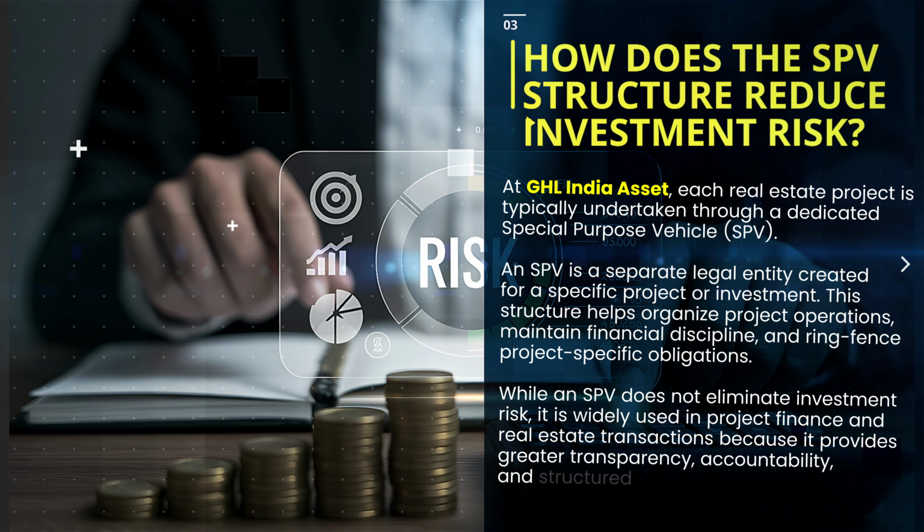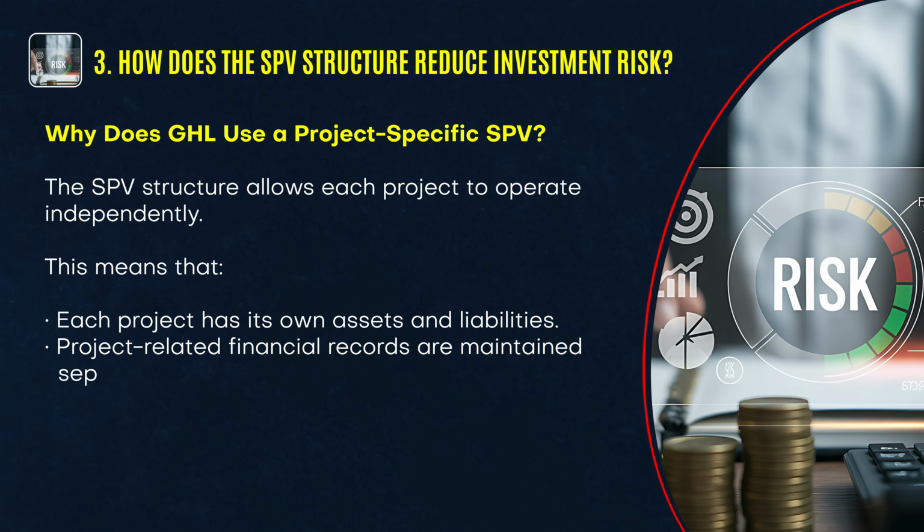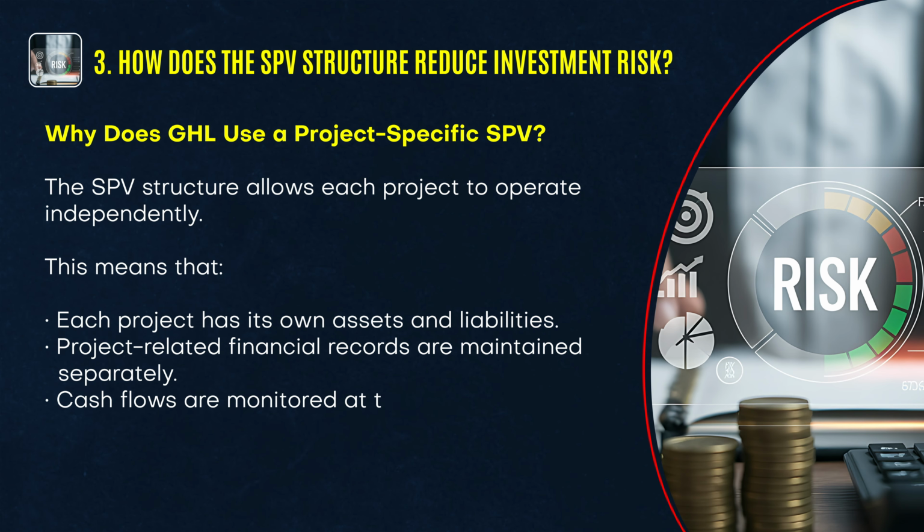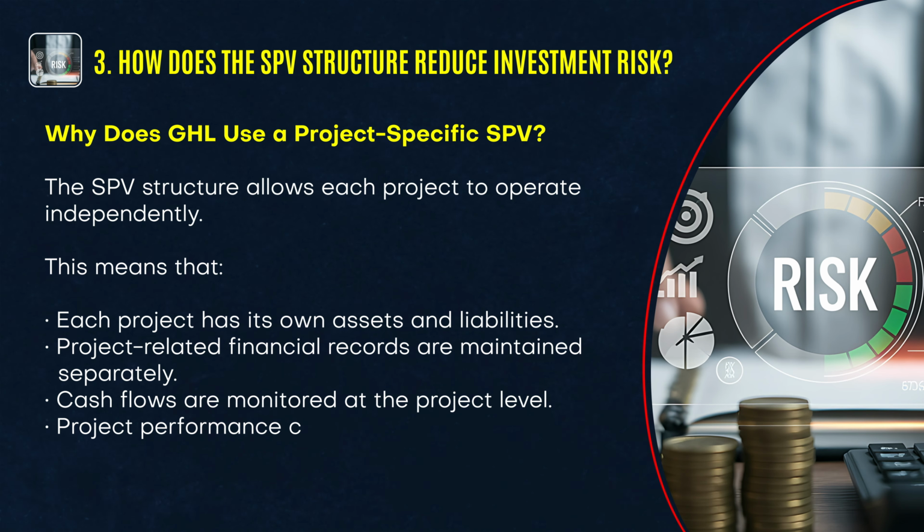This means that each project has its own assets and liabilities. Project-related financial records are maintained separately. Cash flows are monitored at the project level. Project performance can be evaluated independently. This improves governance and operational clarity. How does an SPV support risk management?